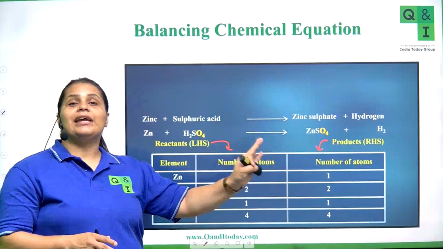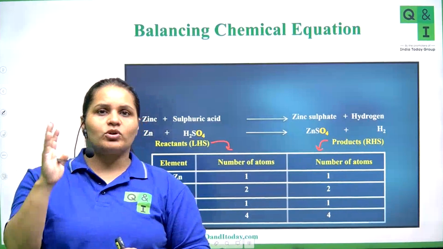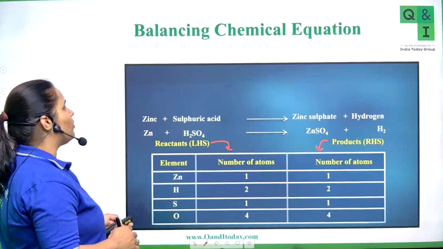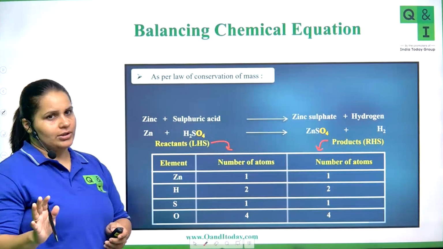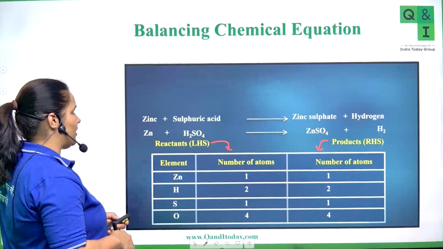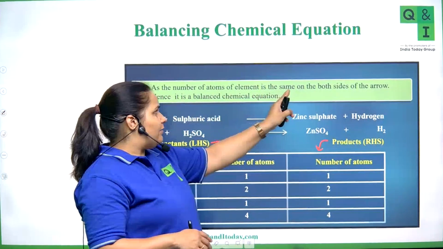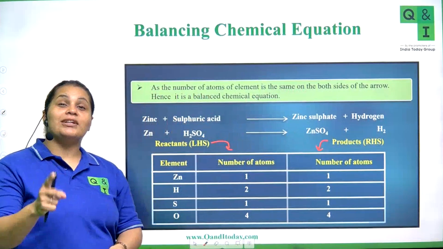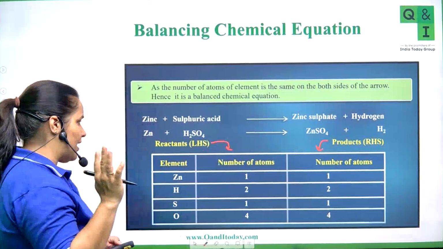It means all the elements have an equal number of atoms on both sides. So it is a balanced equation, right? That is the true statement here. As the number of atoms of each element is the same on both sides of the arrow, hence it is a balanced equation, and this is according to the law of conservation of mass.